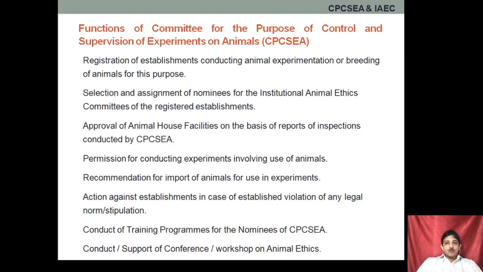Once the institutional animal ethics committee is formulated, or before the formulation, the CPCSEA will send their team to inspect the animal house and find out whether all the facilities are available or not. And on a yearly basis also, whenever the members come to the institutional animal ethics committee meeting, they also supervise or inspect the animal house and check the facility.